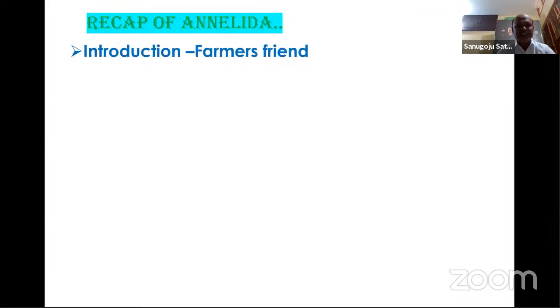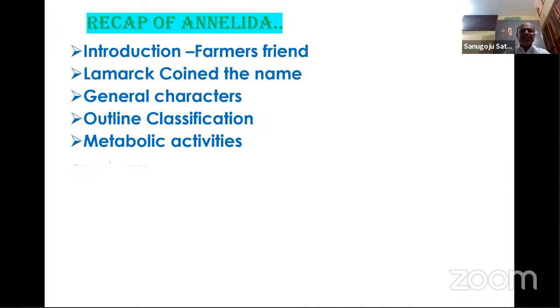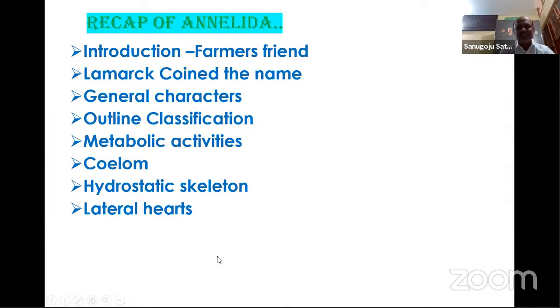And we have to go through the Annelida general characters. In the introduction we discussed the farmer's friend. Why is it the farmer's friend? Earthworms are mostly useful for the farmers. They are very much useful for cultivation, loosening the soil, and moisturizing the soil. And one more thing: Lamarck is the evolutionary scientist who coined the name for Annelida, and we will discuss the general characters.